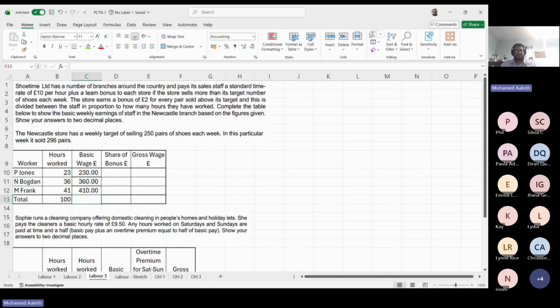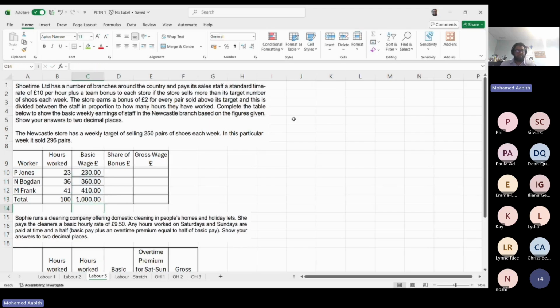We use the sigma sign to get the total. So £1,000 basic wage. And they're saying here the target was 250 pairs. On that week, they have sold 296 pairs. So what is the excess? What is the number of extra pairs they have sold? It's going to be 296 minus 250. That is 46 pairs they have made.